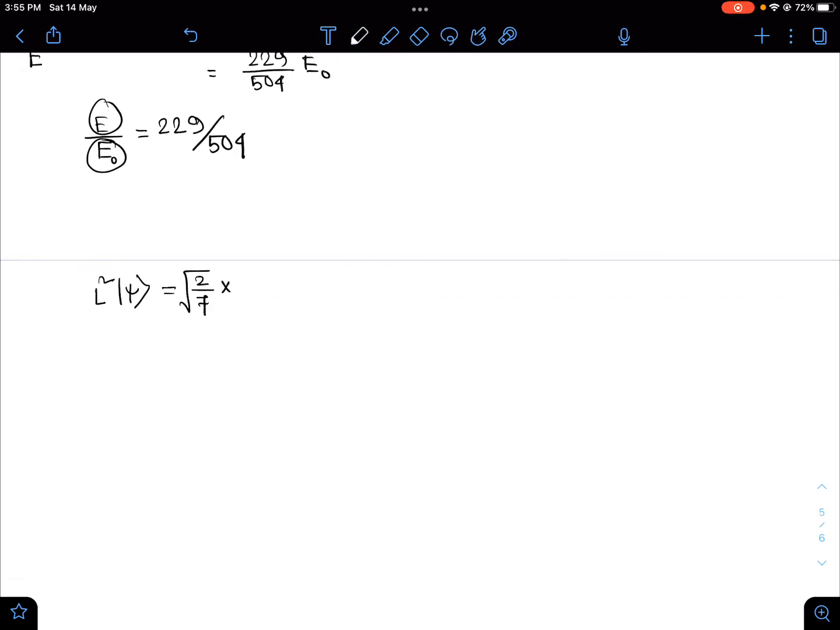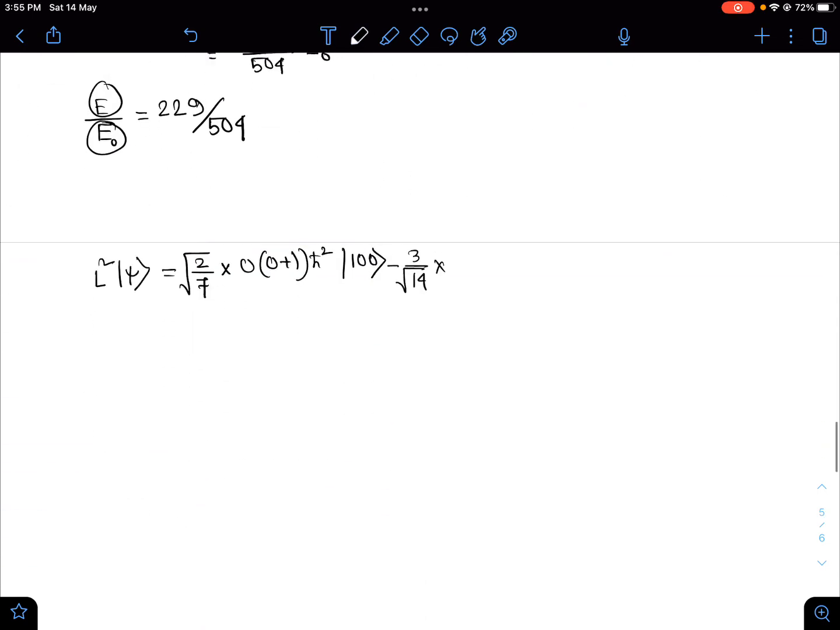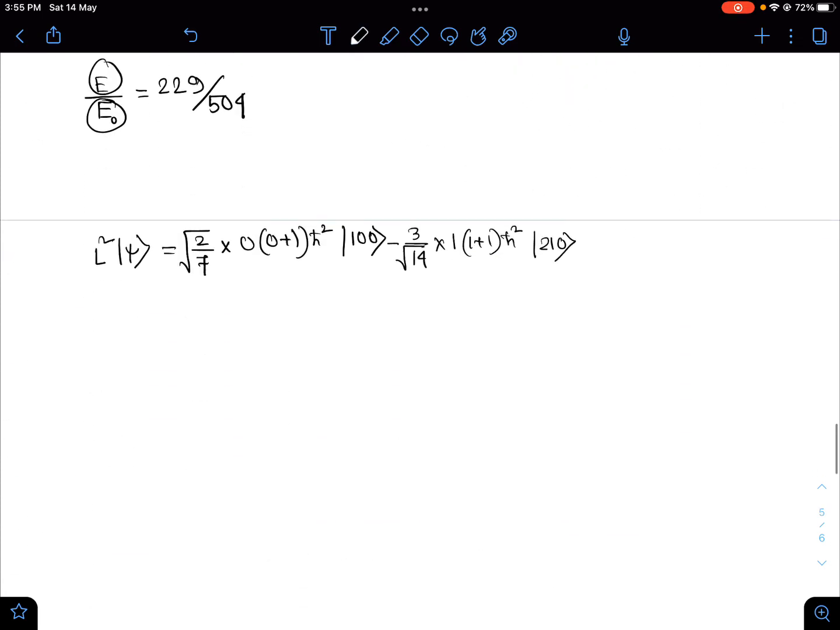So that means it will give us 0 into 1 h cut square, and we have 100. In the second term we have 3 by root 14. For the second one we have L value to be 1, so we will have 1 into 1 plus 1 h cut square, and here we will have 210. Similarly for the last term we have L value to be 2. So here we will get 1 by root over 14, 2 multiplied with 2 plus 1 h cut square, 322.